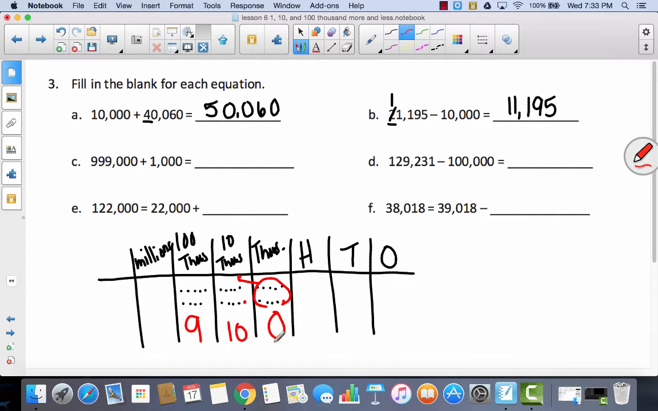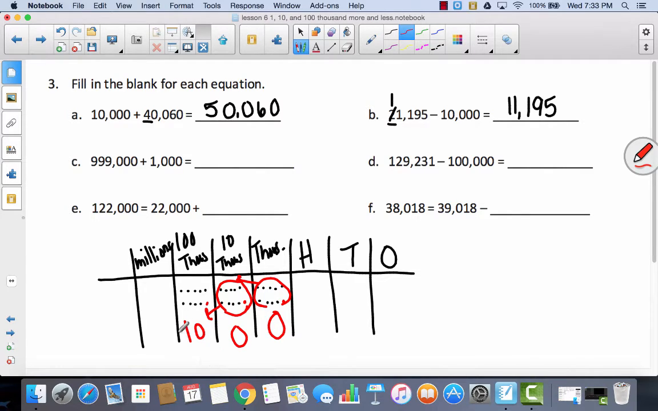So let's see how you read that. 910,000. Doesn't sound right, does it? We need to bundle these 10 together and we need to move it to the left. So now, instead of 10 10,000s, I'm going to have 0 because I bundled them together. And instead of having 9 100,000s, now I have 10 100,000s and 0 10,000s.